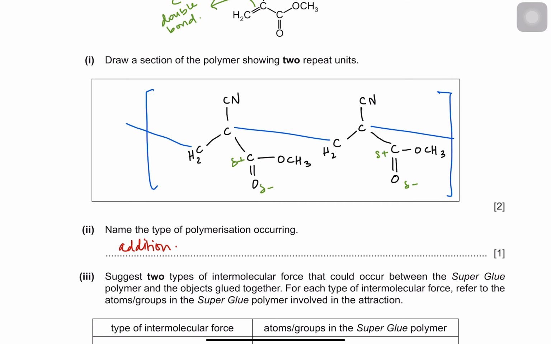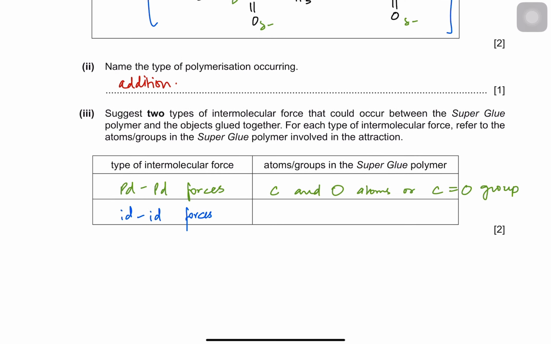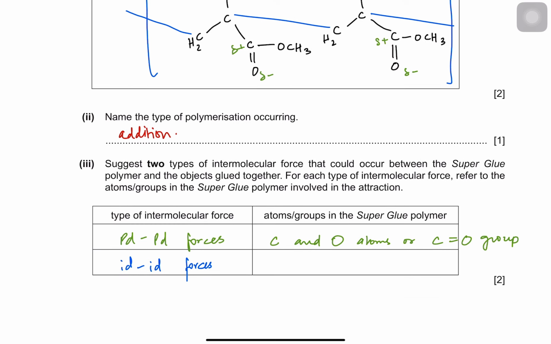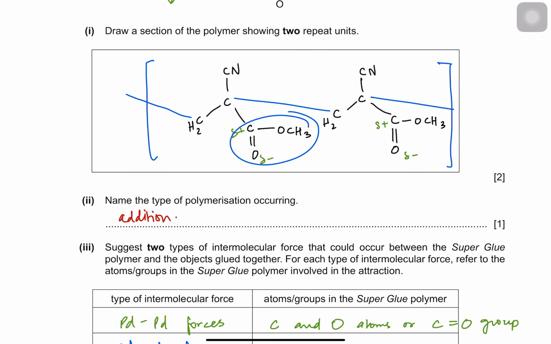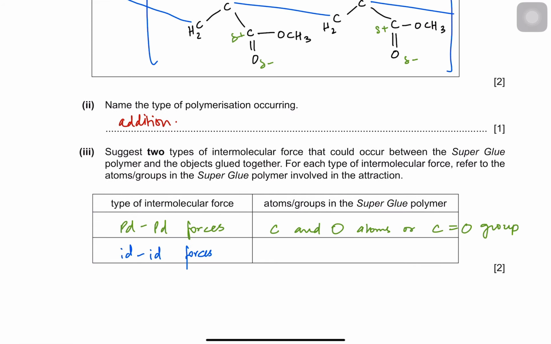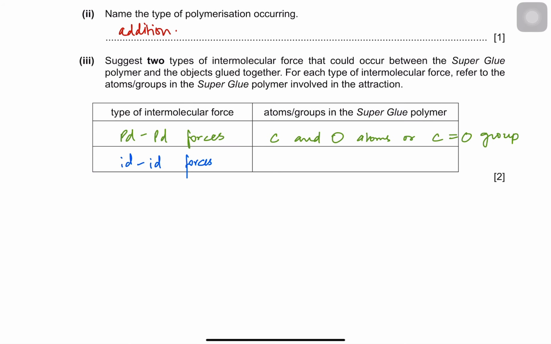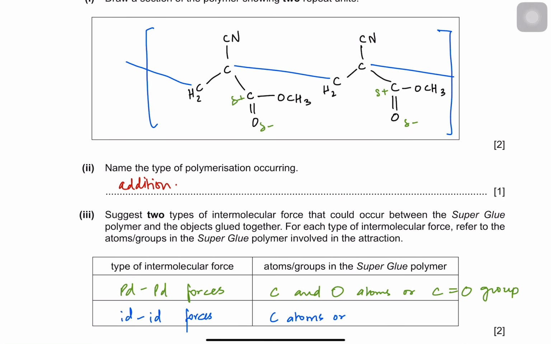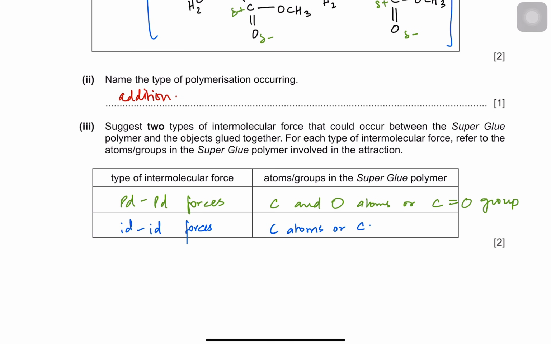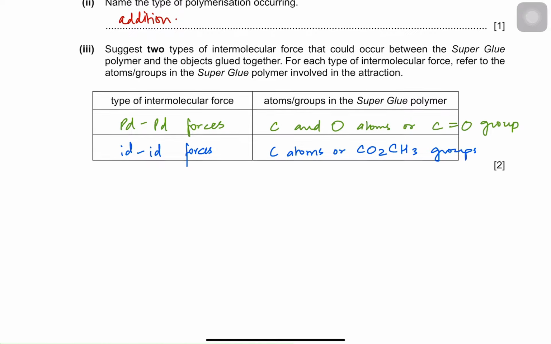ID forces are there because the carbon chain is there now. So you can simply mention between OCH3 group, or you can like this whole molecule attracting the other side. So carbon chain, basically carbon atoms, or you can simply mention this whole group CO OCH3, CO2CH3 group, because it's a large group, it can attract other groups from the same side.